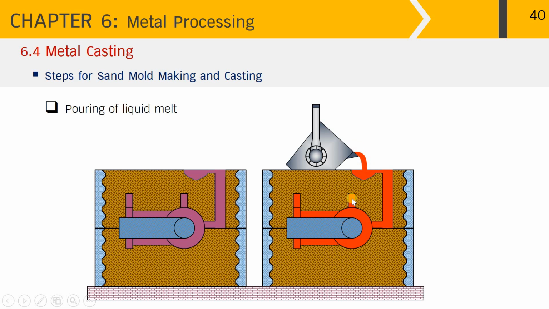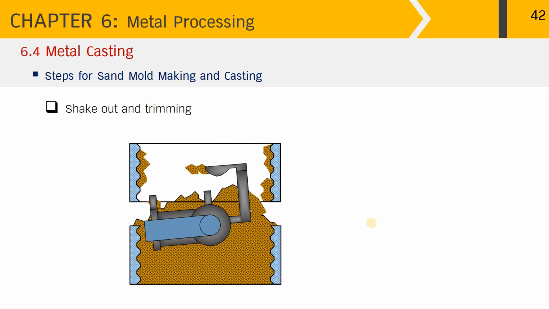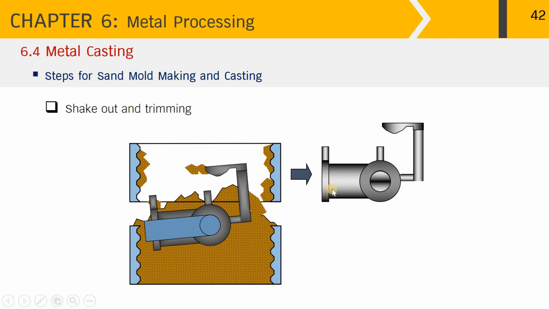Some of the melt rises up into the riser. And then during solidification, this melt will feed in to compensate for solidifying shrinkage. As you can see from this picture, the liquid melt has solidified in the cavity and shrinkage has already taken place. Once the casting is strong enough, it is shaken out from the sand mold to take the whole part out.